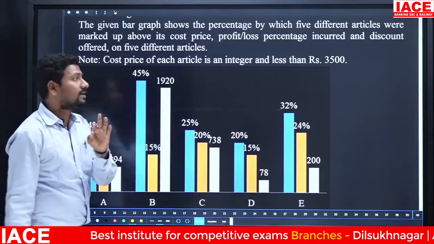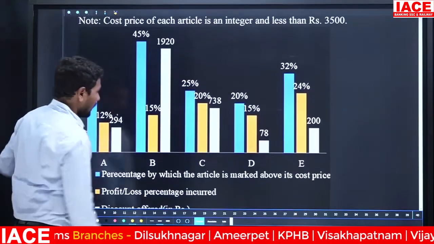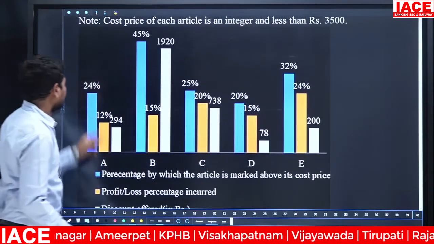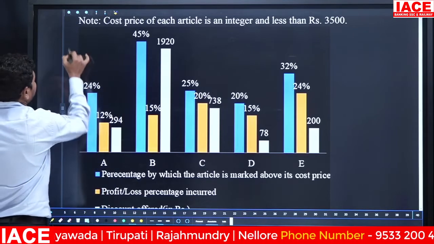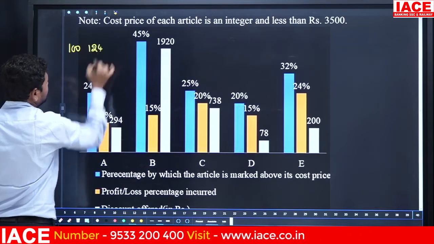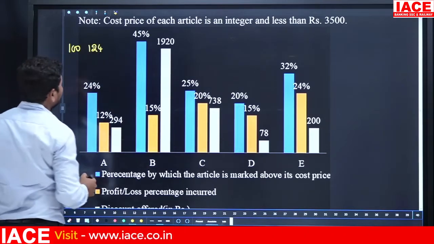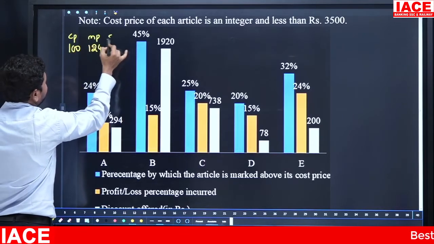Cost price should always be less than or equal to 3500. That is what we have to focus on, and simplify the values here. 24%, 12%, 294. Assume the cost price is 100, then it becomes 124. Here CP is 100, MP is 124, and SP is how much?